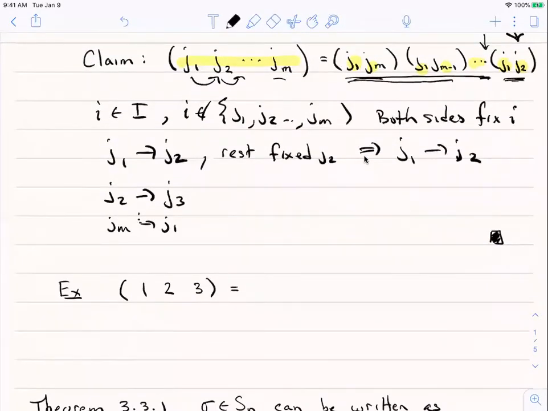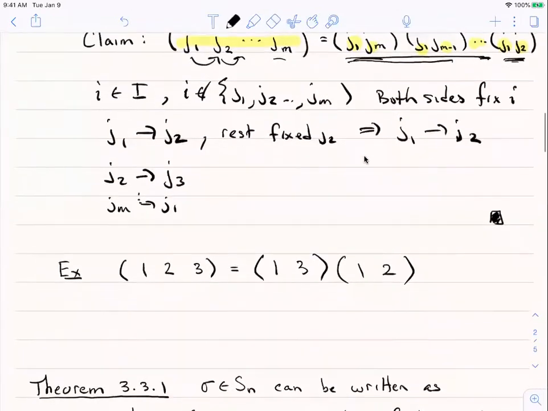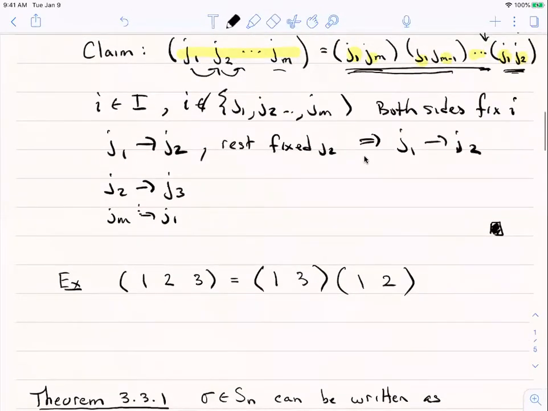Let's just illustrate it by example. Can you stop the video and try to write this as a product of its transpositions? How would it go? You do first element, last element, first element, next to last, and this one would be over right there. And you can just check it one element at a time, that both sides of this thing do the same thing to all those indices.